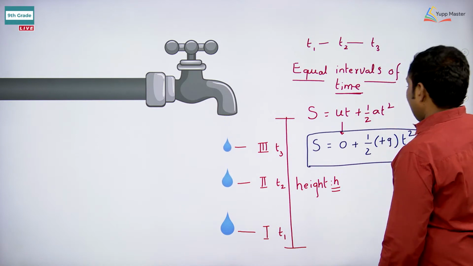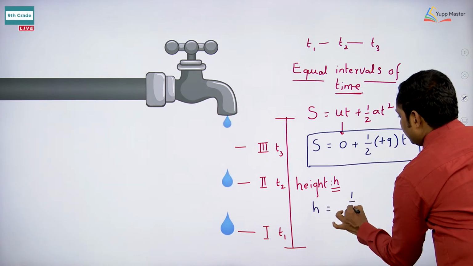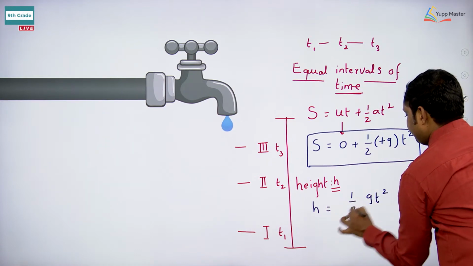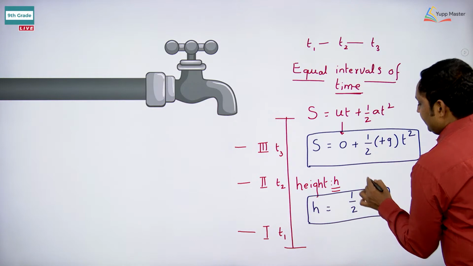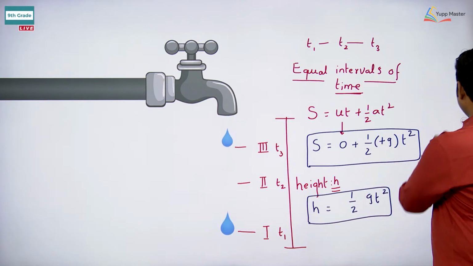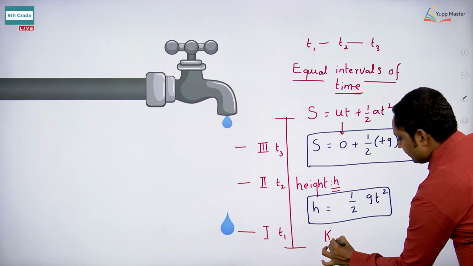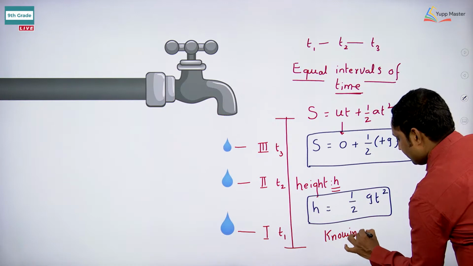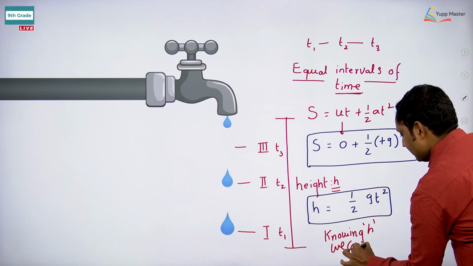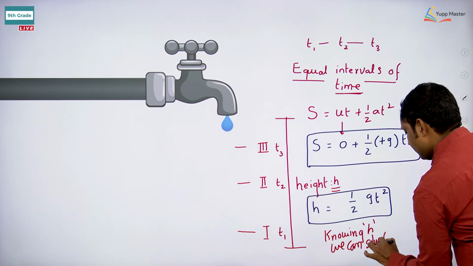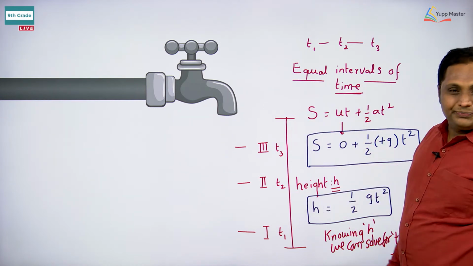All right. Now, h is equal to 1 by 2 g t square. If you know that h value, you can easily calculate that t value. All right. You can easily find out, knowing h, we can solve for t. It's very clear.